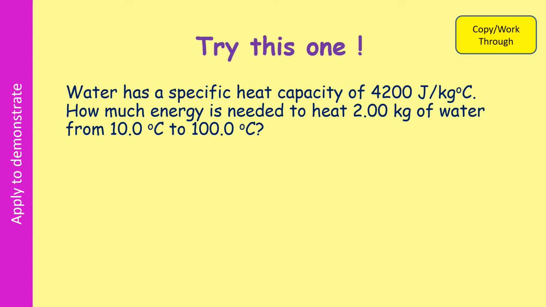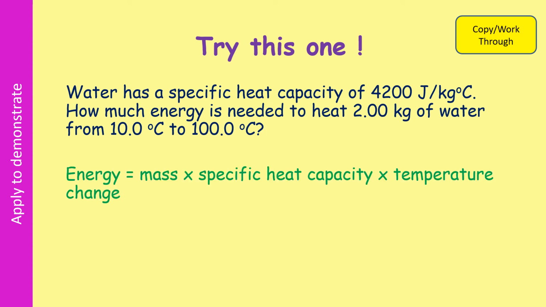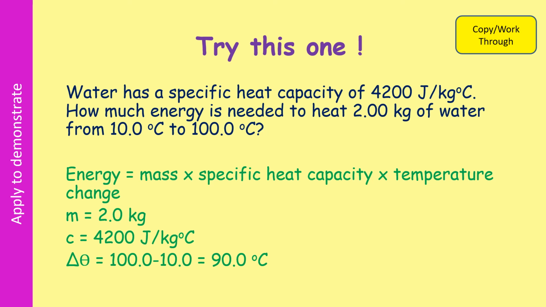Now let's work through it together. First of all, let's write our formula down. We know that E equals mc delta theta. So here's the equation in words, and here is what we know. We know in this case that m, the mass, is 2 kilograms. We're given c, the specific heat capacity of water in the question, it's 4,200. Now we don't know the temperature change, but we know it starts from 10 degrees and ends up at 100 degrees. So we can say the change in temperature, delta theta, is 100 minus 10, which is 90 degrees centigrade.